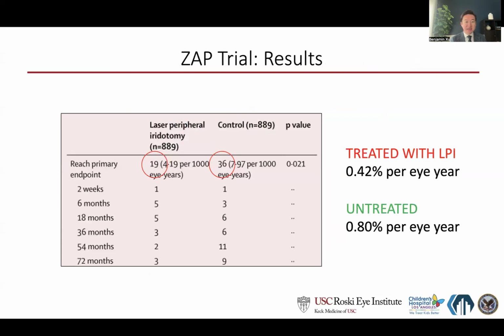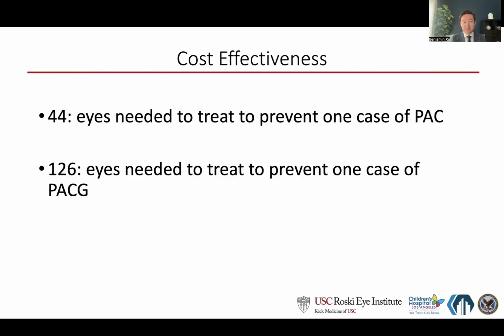This table summarizes the findings from the ZAP trial. We can see here that LPI was effective in reducing the risk of progression by around 50%. However, the other primary finding of the ZAP trial is that even when untreated, PACS eyes were at low risk of progression to PAC at only 0.8% per eye year.